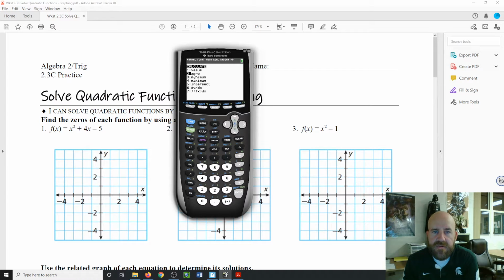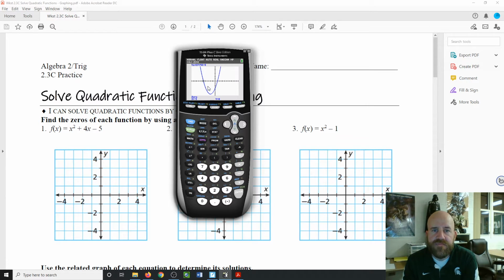We're going to find the other zero, so option 2 again. And then we're going to go over by hitting the left button or the right button to move sideways. You can hold it down. Now I'm to the left of where I think the zero is. I'm going to hit enter, and then for the right bound, I need to be to the right of where I think it is. Hit enter, and then I need to guess where it's at. So I'm right there, hit enter, and it calculates it, and it says -5. So x equals -5. I'm going to go ahead and put that on the graph.